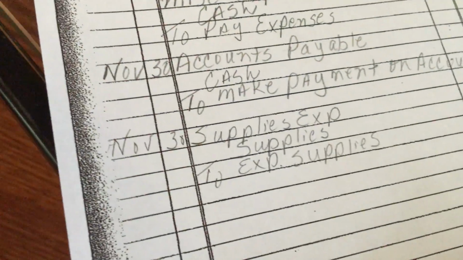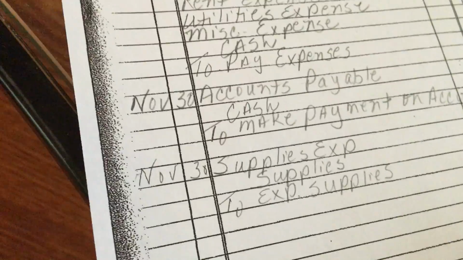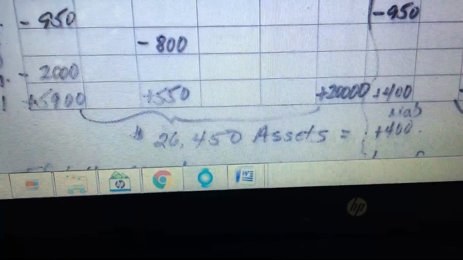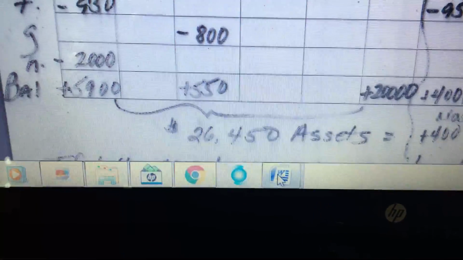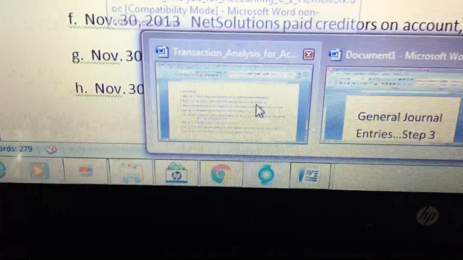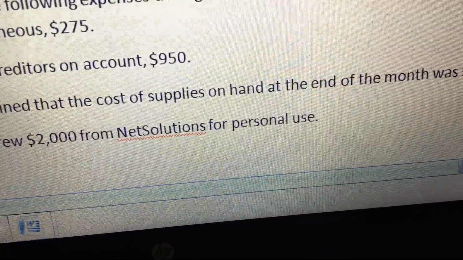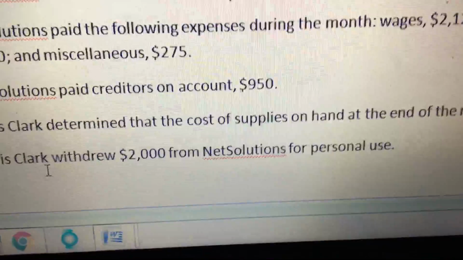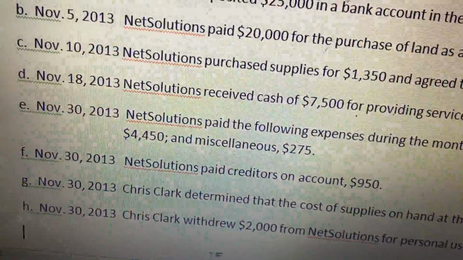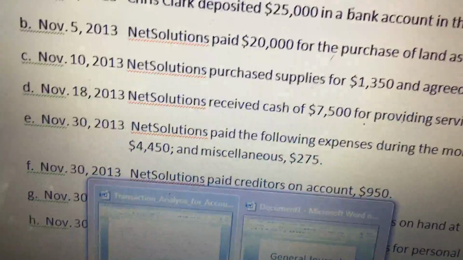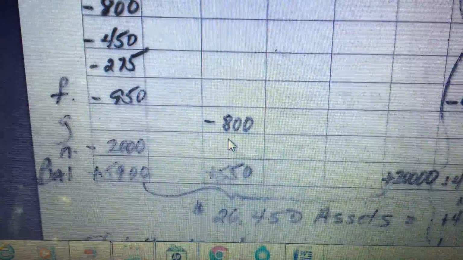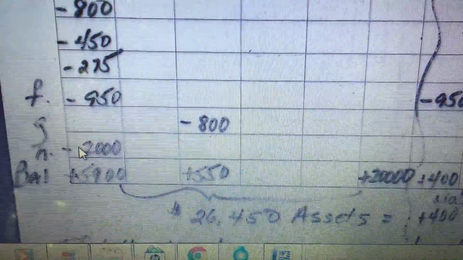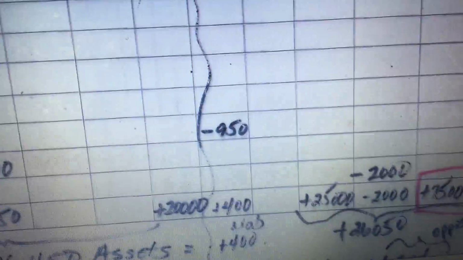Now I'm about to run low on my battery. Got one more though, and that's where Chris Clark actually used some money. Okay. He took some money out. He withdrew money. Okay, $2,000. Now we have to treat the withdrawal just like we did the expense. So what you need to know is withdrawals will always be debited, and your credit here is going to be to cash because it decreased. Okay, so your withdrawal will be the same as an expense.